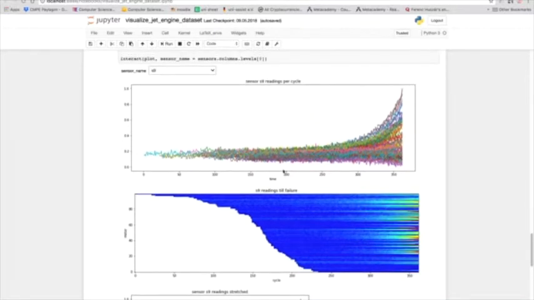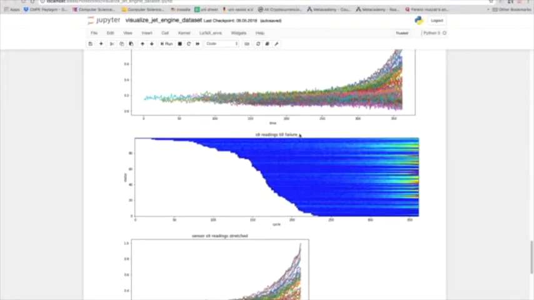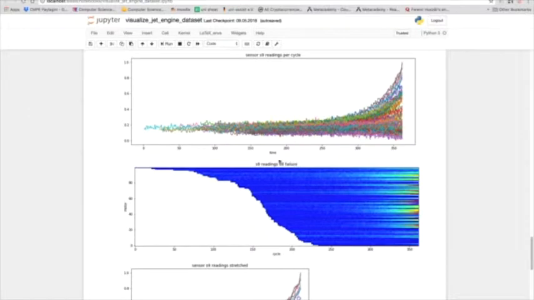Here are some further visualizations. When we select a single sensor in each motor, we see here how its value changes, starting from the healthy state here and going to failure here.